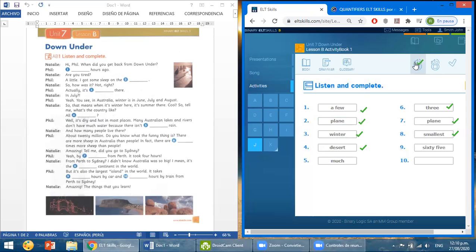Listen. Hours by car and 36 hours by train from. What number? Is another number in English. 36. 36. 65. 36 hours by train. Okay?